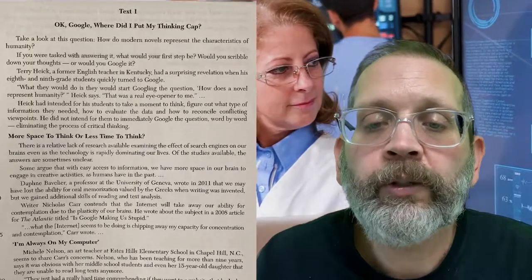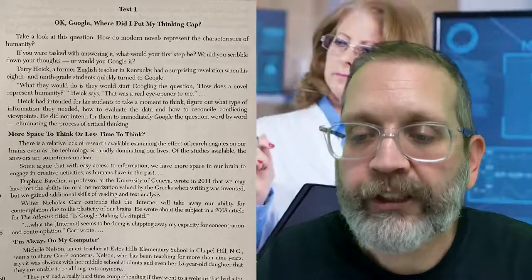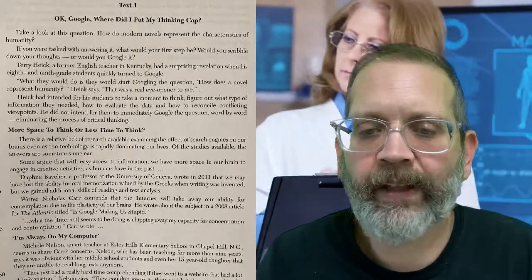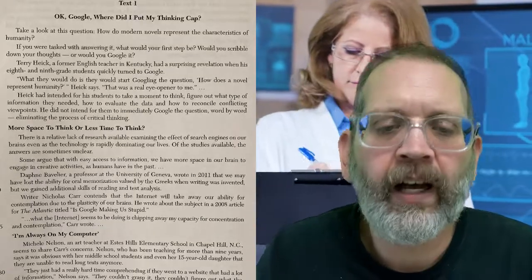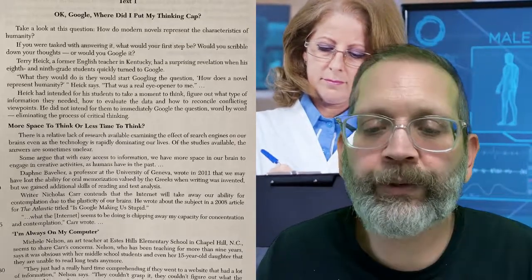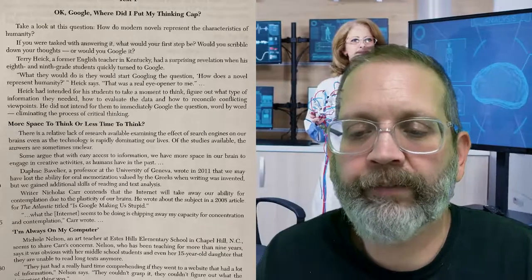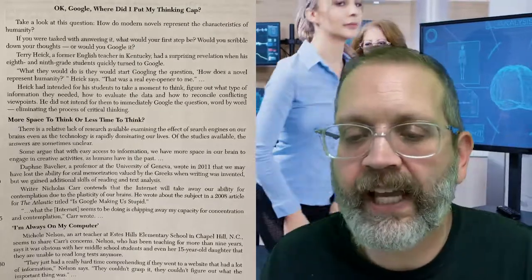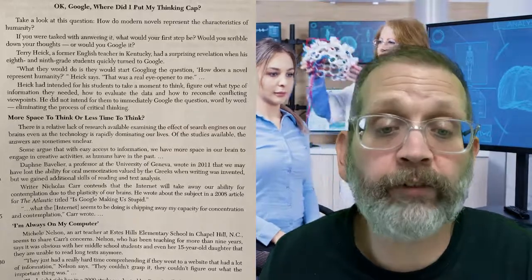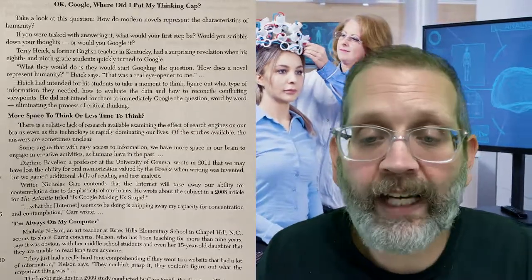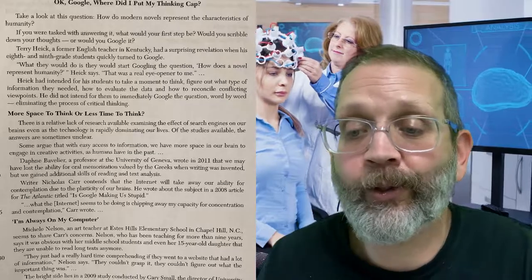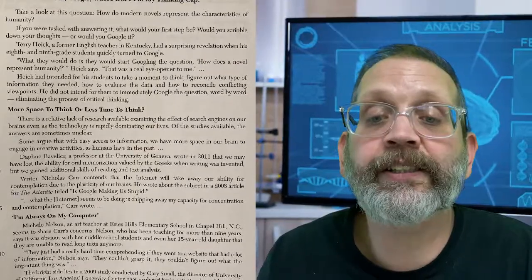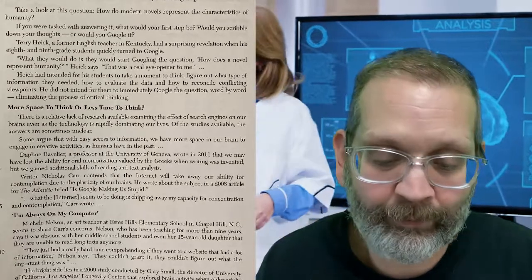What they would do is they would start Googling the question, how does a novel represent humanity, Hike says. That was a real eye-opener to me. Hike had intended for his students to take a moment to think, figure out what type of information they needed, how to evaluate the data, and how to reconcile conflicting viewpoints. He did not intend for them to immediately Google the question word by word, eliminating the process of critical thinking.